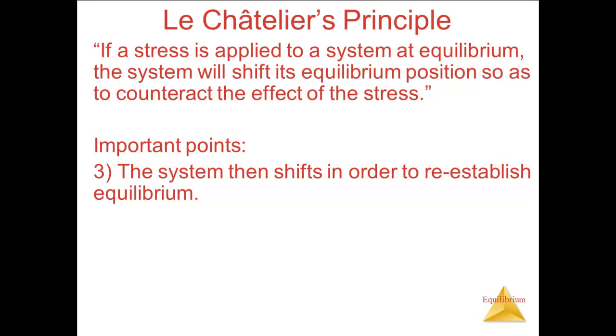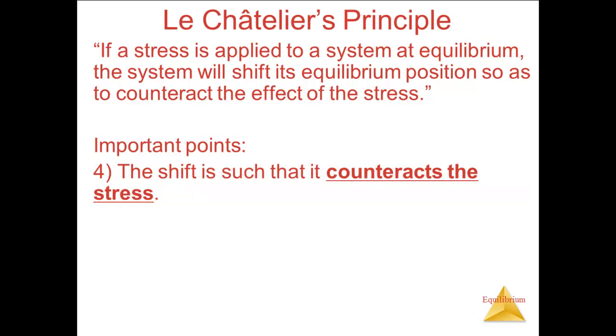Number three, the system then shifts in order to re-establish equilibrium. This shift means that either A, some reactants are used to make more products, or B, some products are used to make more reactants. So either A, there are more products and fewer reactants than before the shift, or B, there are more reactants and fewer products than before the shift. This is what a shift is. Either there are more products after the shift, or there are more reactants after the shift.